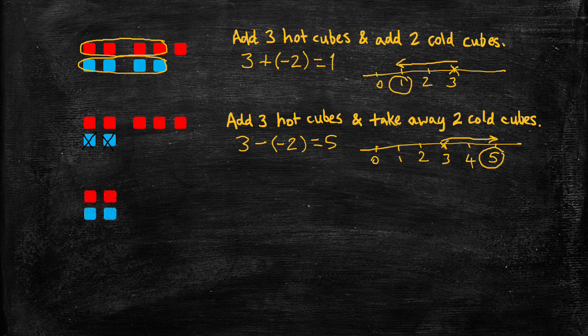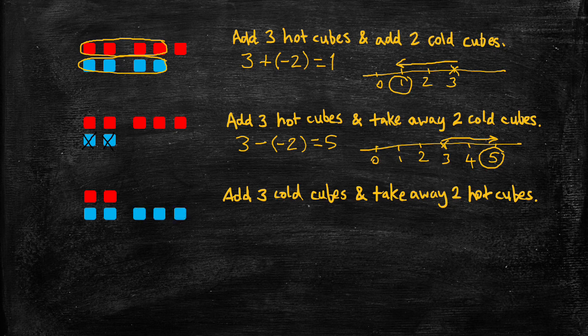Let's do another example. Let's add 3 cold cubes and take away 2 hot cubes. So here's my 3 cold cubes, and let's take away the 2 hot cubes, put an X through them. Now I don't have any hot cubes to balance my 5 cold cubes, so I must be at -5. So what I'm doing here is starting at -3, and then I'm taking away +2, and I'm ending at -5.